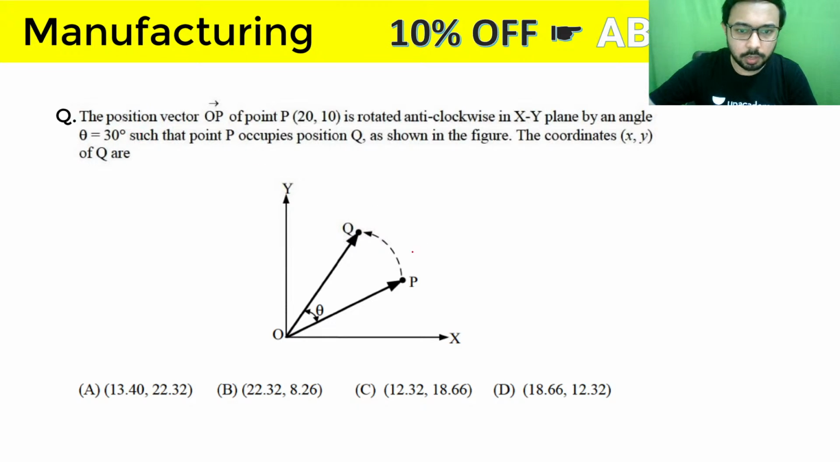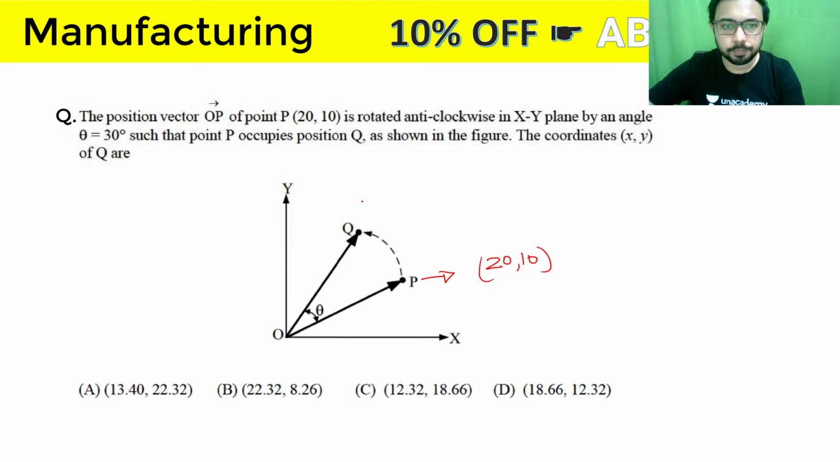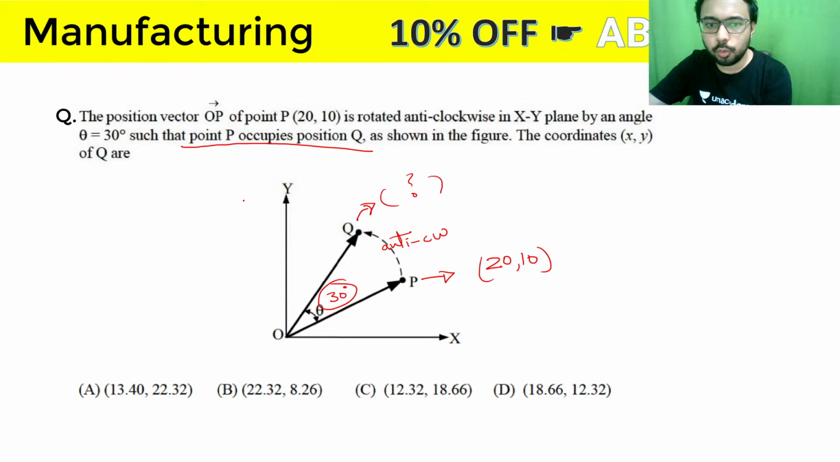So now in this question, it is given that P is (20, 10), and the point P occupies a new position which is Q. So we have to find the coordinates of Q. We are rotating this OP vector anti-clockwise, and we are rotating it by 30 degrees. So 30 degrees anti-clockwise. So what are the new coordinates of Q?